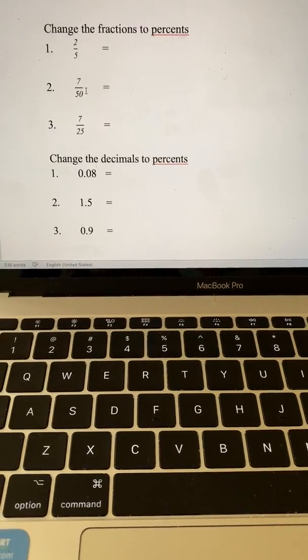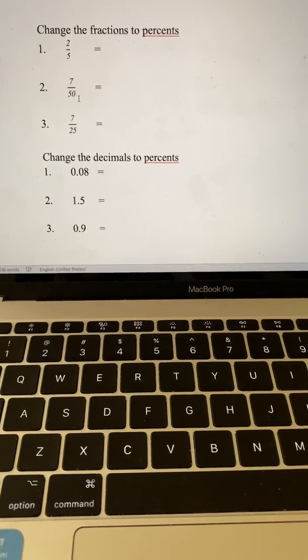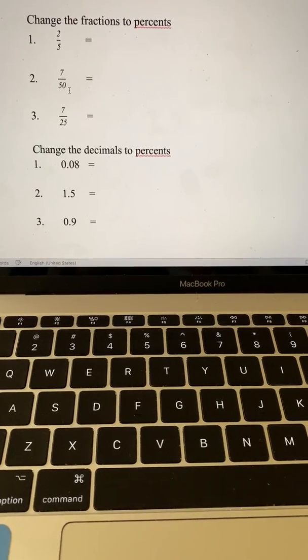Go ahead and copy these problems down onto your practice page, and then hit pause.